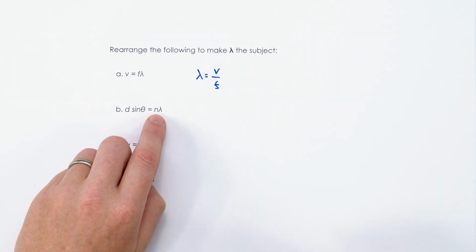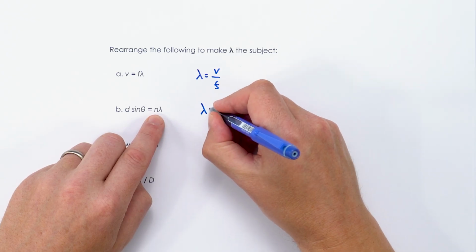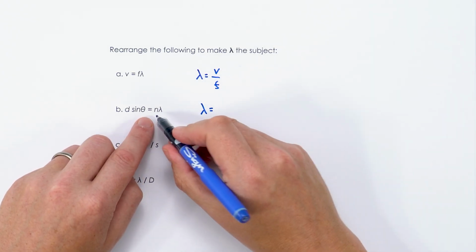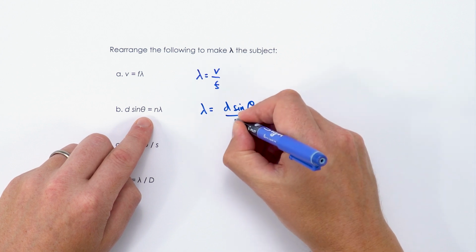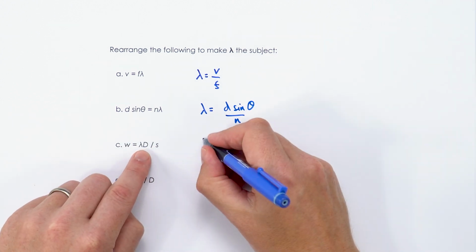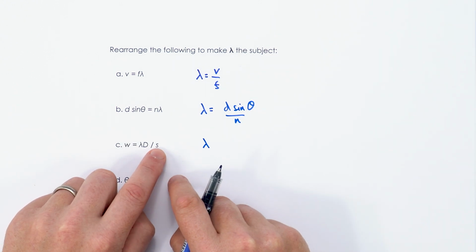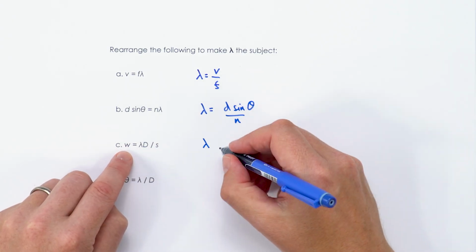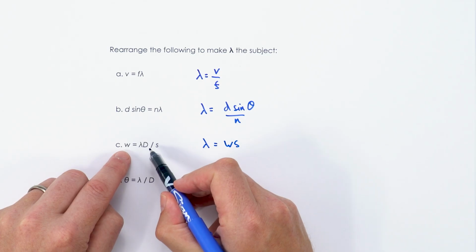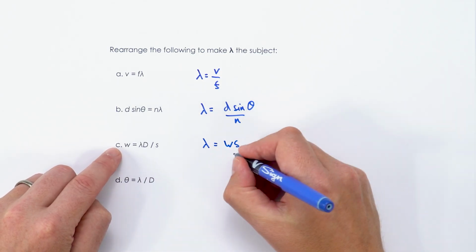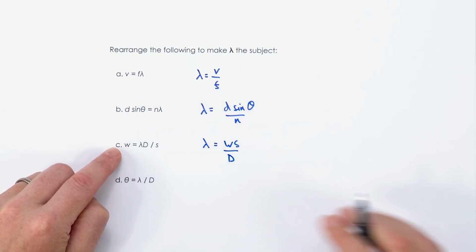For the next one, to get lambda on its own, we need to divide both sides by n. So that's equal to d sine theta over n. For the next one, what we're going to do is multiply both sides by s to say that lambda is equal to ws, and then we need to divide both sides by d. So we can do this in that one step.